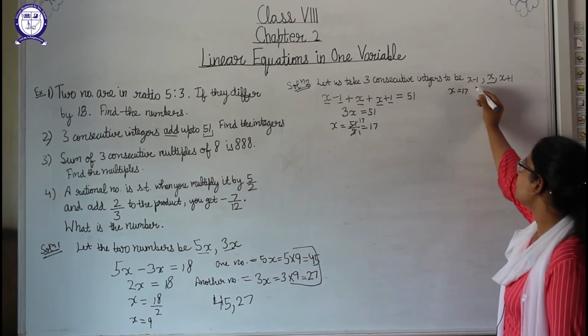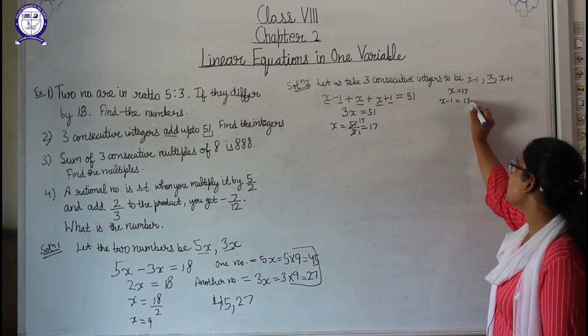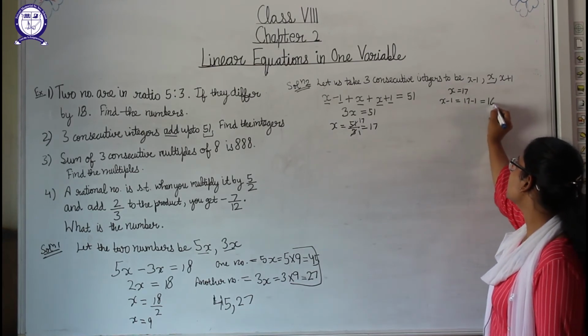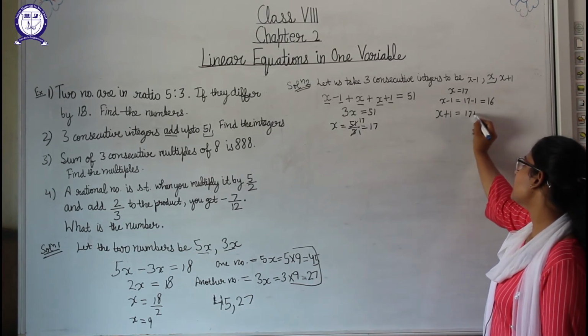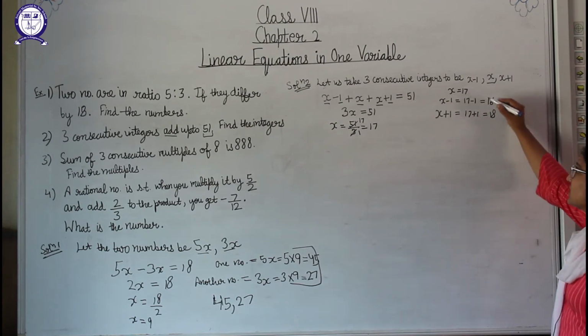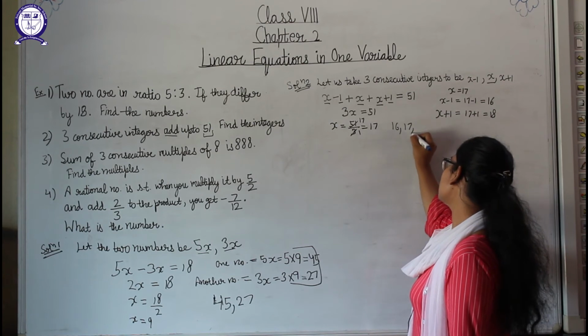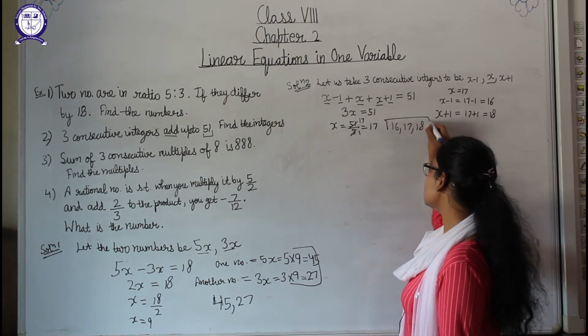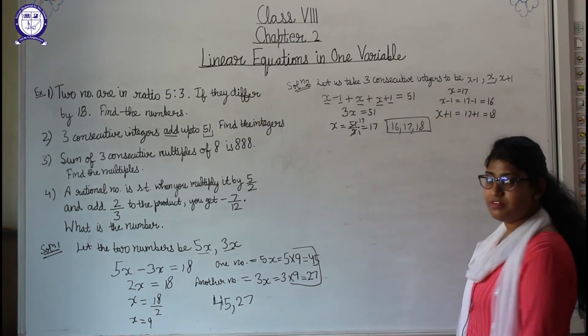Now x is 17, what will be x minus 1? x minus 1 will be 17 minus 1, so it will be 16. And what will be x plus 1? x plus 1 will be 17 plus 1, it means it is 18. So the 3 integers are 16, 17 and 18. So our answer is 16, 17, 18. These are consecutive integers, students, and if we add them, we will get 51.